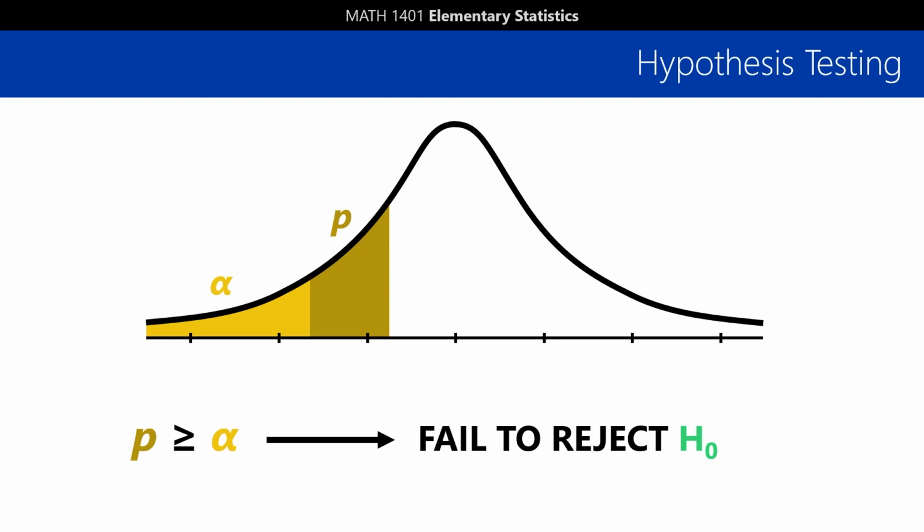Be careful. It's really tempting to say that we accept the null hypothesis. But that's wrong. We assumed the null hypothesis to begin with, and you can't use an assumption to prove that assumption is true. That's circular reasoning.